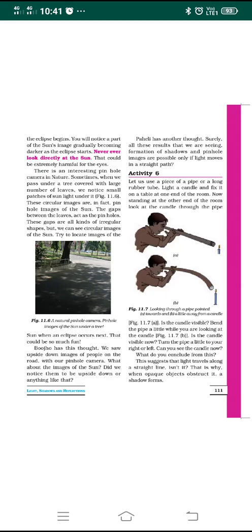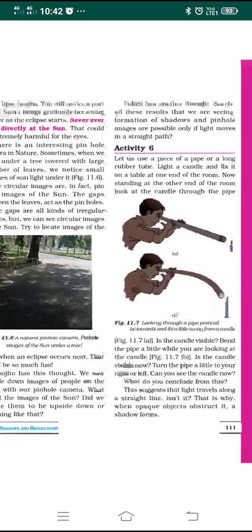So dear students, in the previous class we were discussing the pinhole camera and how it works, and we also studied the natural pinhole camera, that is the light. Sometimes when you are going under a tree, we observe that there are large spaces between the large number of leaves present in a tree. Between the gaps of the leaves we see small patches of the sun. Those circular images are in fact pinhole images of the sun that we studied in the previous class. Now let's go to activity number 6.